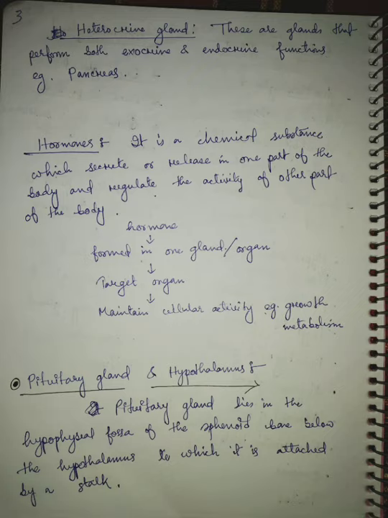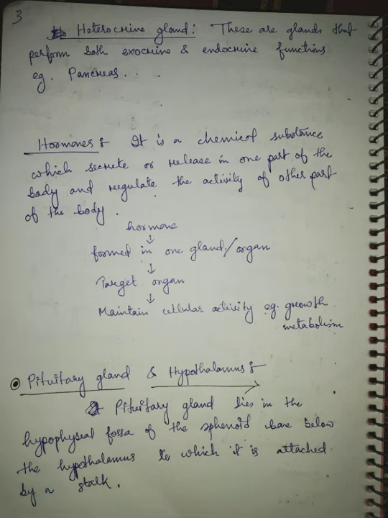So what is a hormone? A hormone is a chemical substance which is secreted or released in one part of the body and regulates the activity of another part of the body. So a hormone is produced in one gland or organ. Suppose it is formed in the pituitary gland and it acts on the target gland. Then the target gland is stimulated, and then it will act.